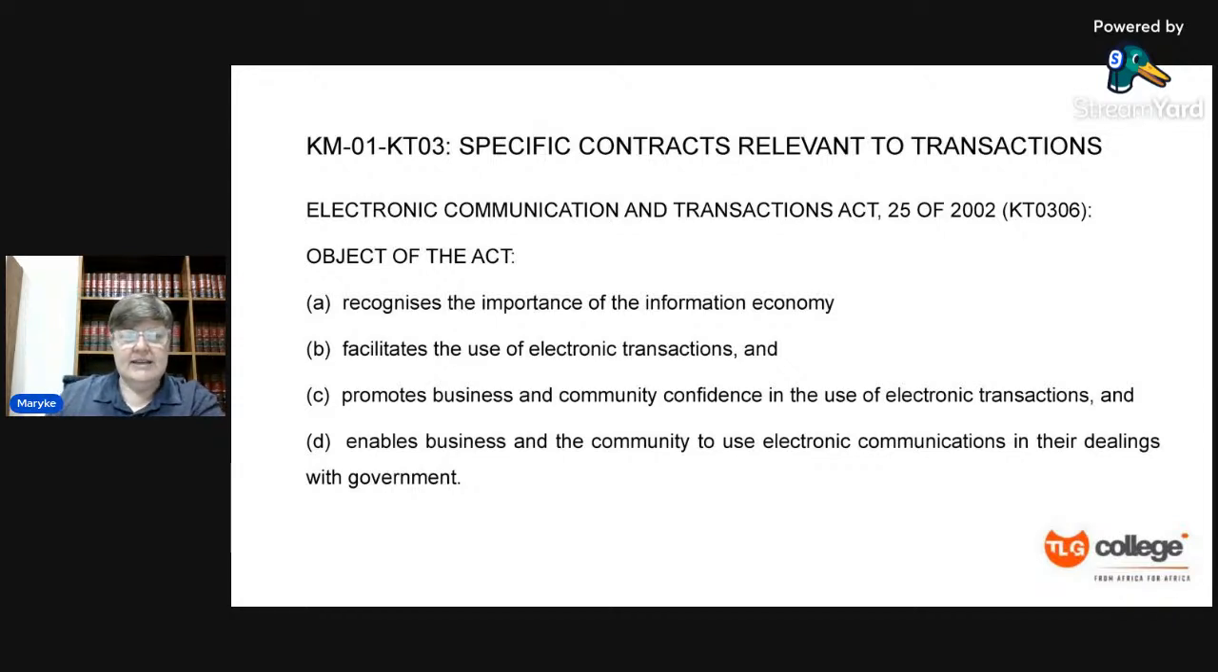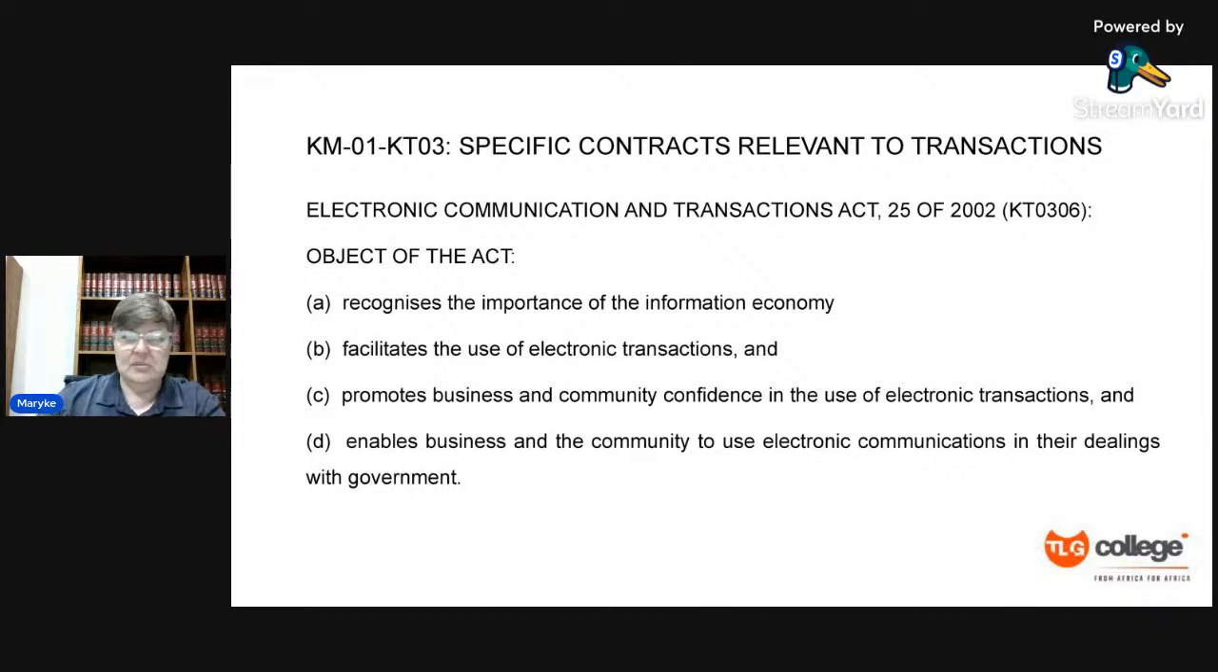And so I just want to come back to electronic communication and transfer. We said that yes, we can transact electronically. We are allowed to do that. It doesn't make anything null and void. But there are those two exceptions, and this is where those exceptions come in. The object of this act is to recognize the importance of the information economy. Governments recognized that at some point, because of technology advances, it's going to become very difficult for people to always come together at a specific place and sign a contract in person. So that was to recognize that importance, that we are advancing, to facilitate the use of electronic transfers.